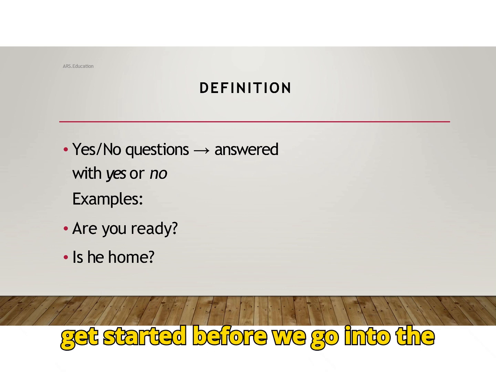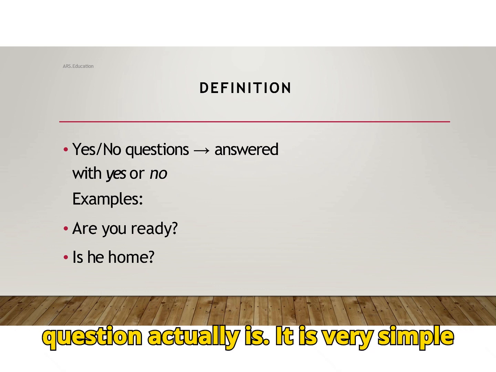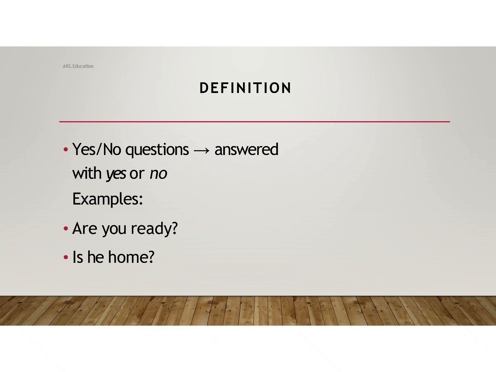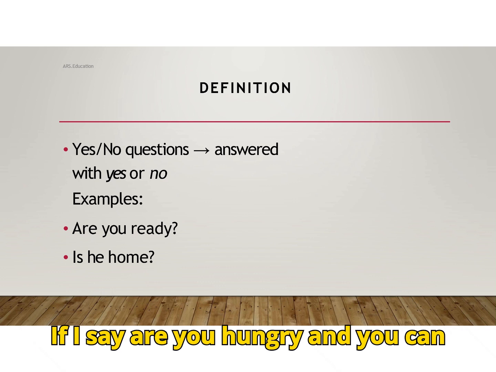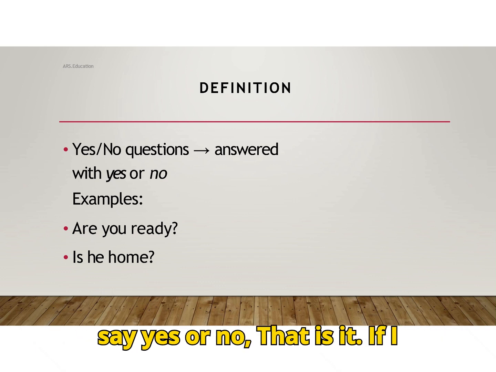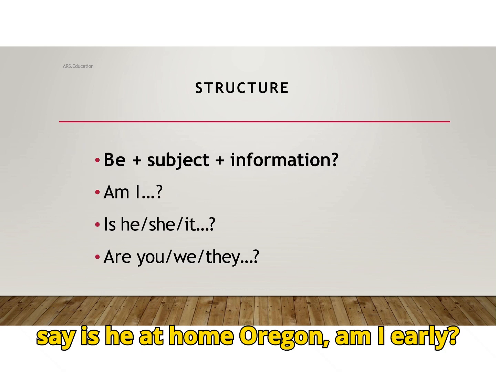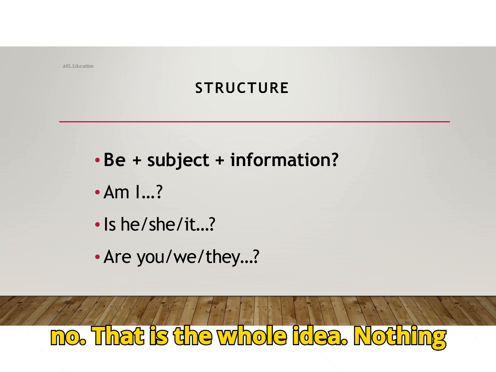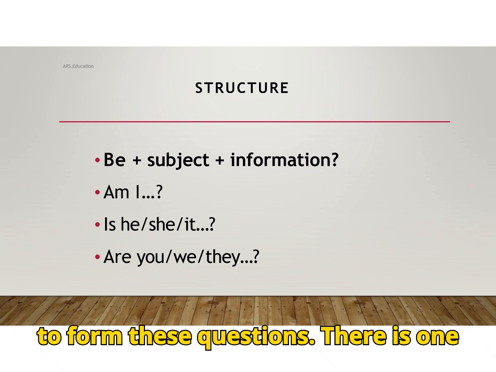Before we go into the pattern, let us understand what a yes-no question actually is. It is very simple. If someone can reply with yes or no, then the question is a yes-no question. If I say are you hungry and you can say yes or no, that is it. If I say is he at home or am I early, both of those also allow a simple yes or no. That is the whole idea. Nothing complicated here. Now let us look at how to form these questions.